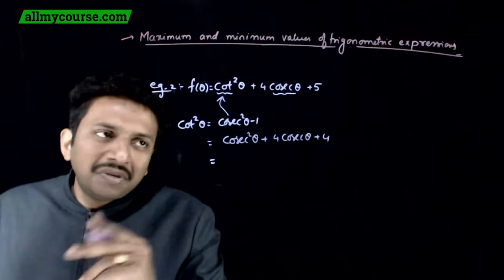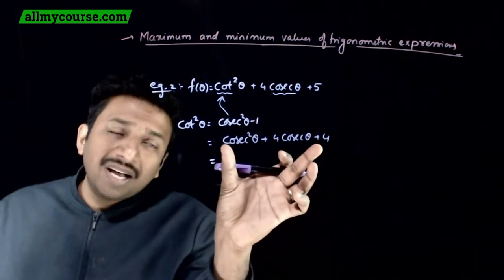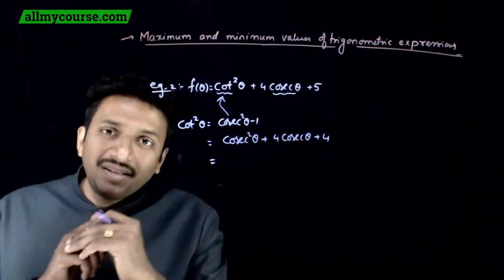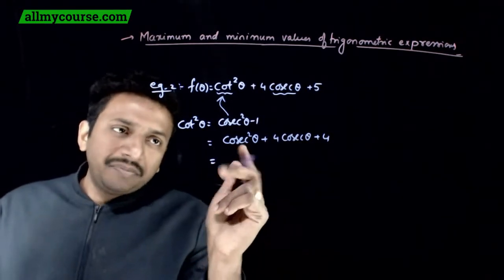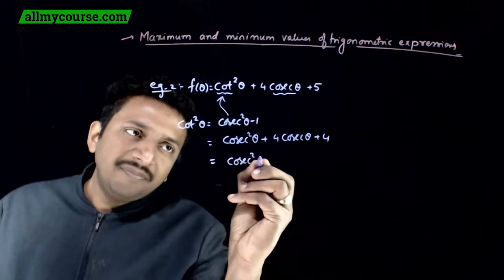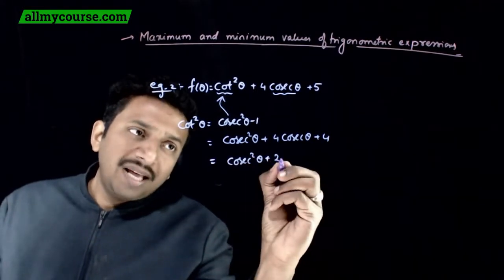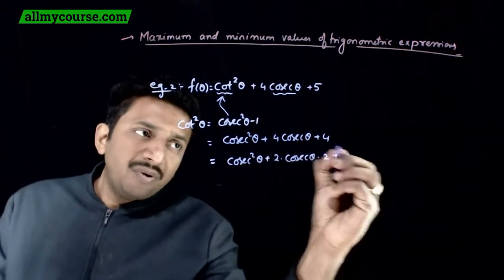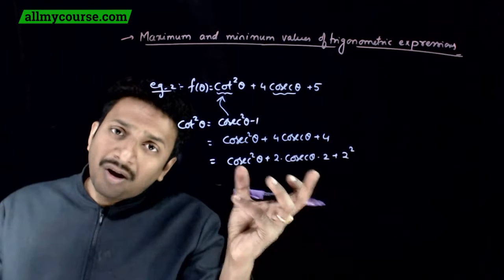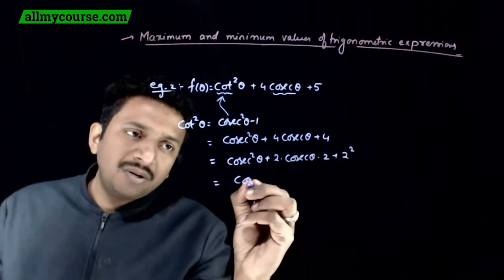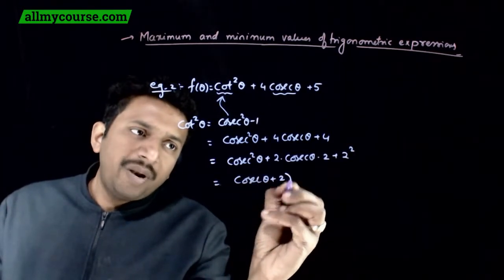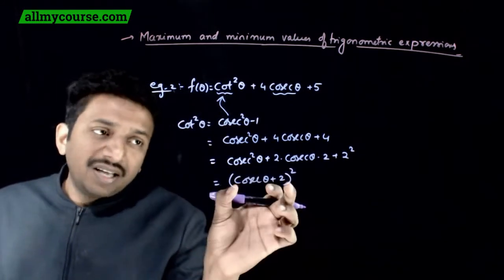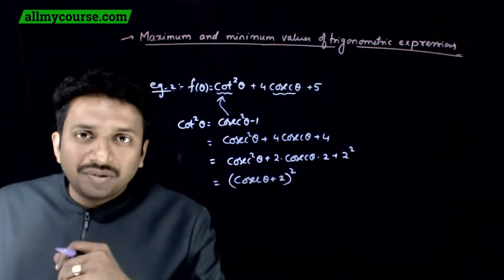So this is equal to, now this is an expression completely in terms of cosecant and it is of the quadratic form, so I'll try to complete the square. So we have cosecant square theta plus 2 times cosecant theta times 2 plus 4, which is nothing but 2 square. So you already have a complete square, which is equal to cosecant theta plus 2 whole square. So this expression has been converted into cosecant theta plus 2 whole square.